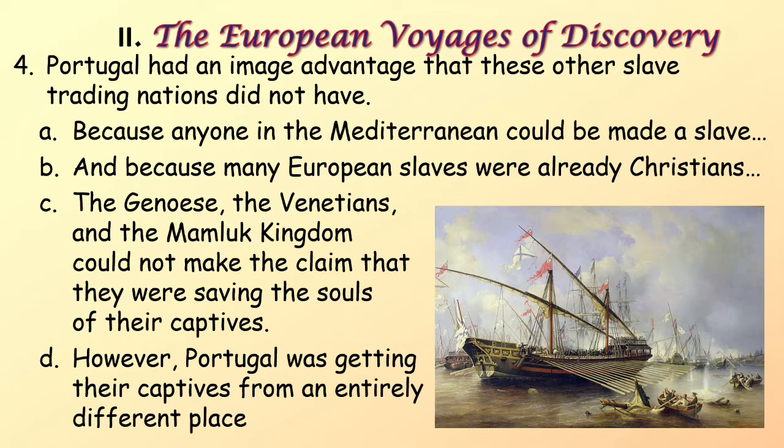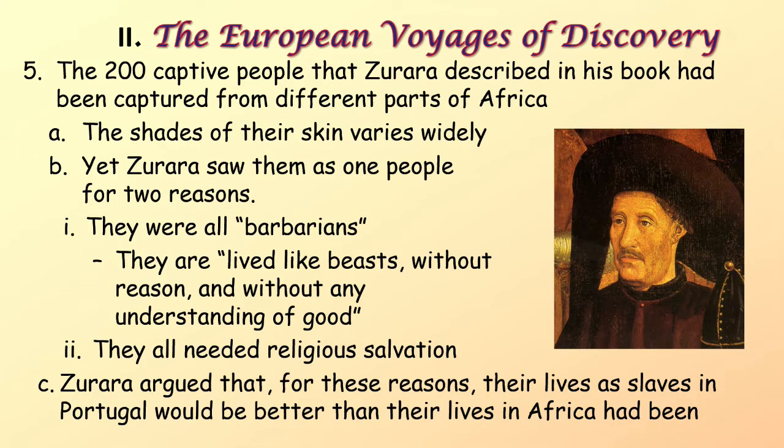However, Portugal was getting their captives from an entirely different place. The 200 captive people that Zurara described in his book had been captured from different parts of Africa, and the shades of their skin varied widely, but Zurara saw them all as one people for two reasons. Number one, he said they were all barbarians. He said, and I'm quoting, they lived like beasts, without reason and without any understanding of good. And his second reason was that they were all in need of religious salvation.